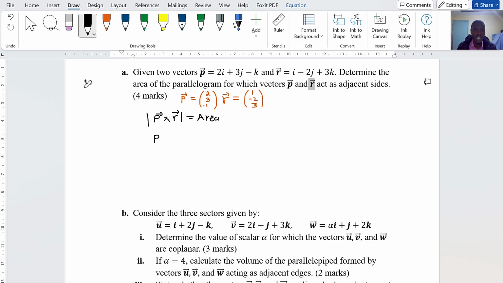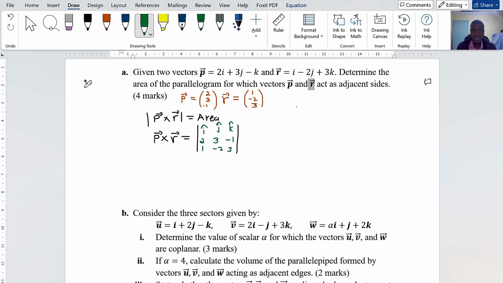So first we need to get the cross product of P and R, which is simply equal to the determinant of the matrix formed by the vectors. So which matrix is it? Here it is. Now we have i, we have j, and we have k. Now P as a row will be 2, 3, -1, and R will be 1, -2, 3. So we want to perform the cross product and get the magnitude of the cross product of the two vectors, which will give us the area of that parallelogram. So that is the definition.